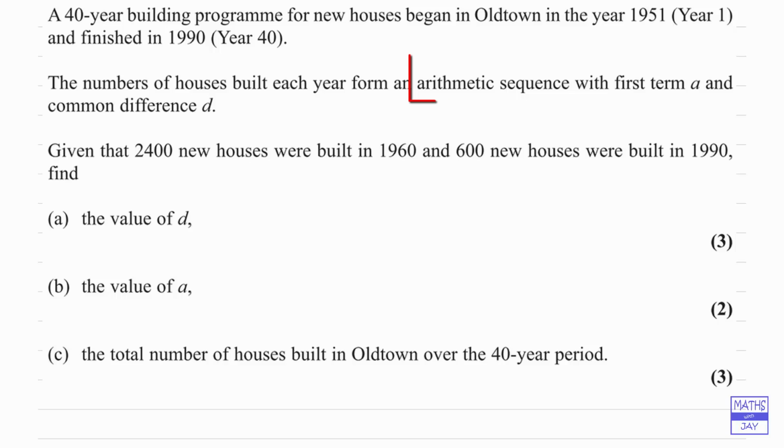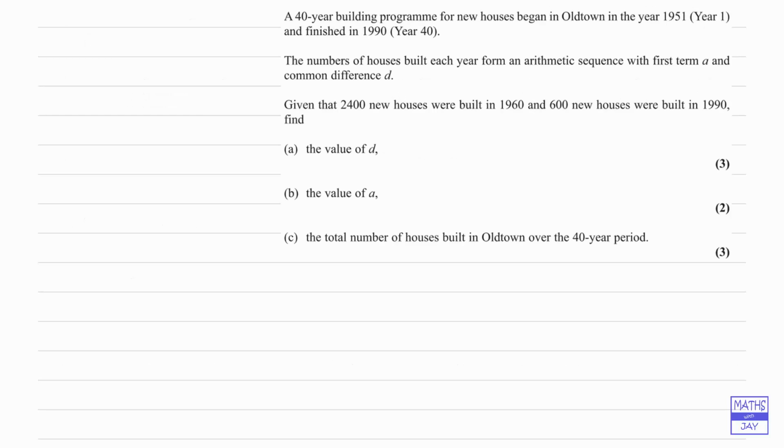So in this question we're told that we're looking at an arithmetic sequence. The first two parts of the question are fairly straightforward. We're being asked to find the common difference D and the first term of the sequence A. So let's shrink this down so that we give ourselves some space to work, and it would be helpful to have the formula that we're going to use to start with. That's the nth term of an arithmetic sequence.